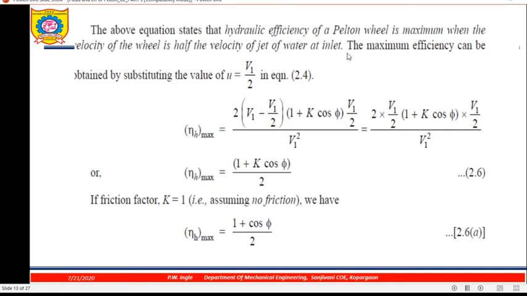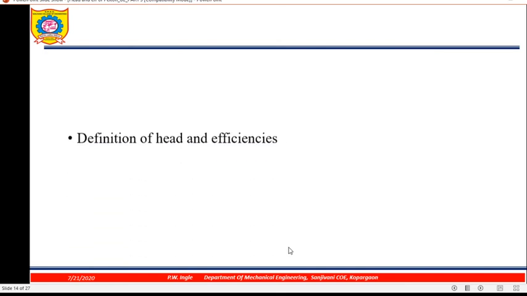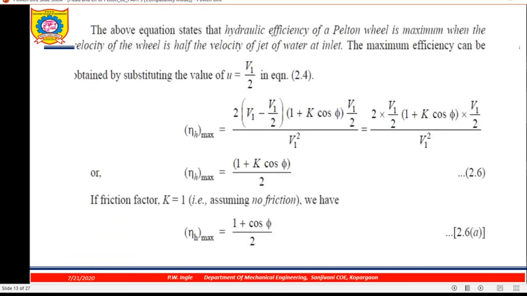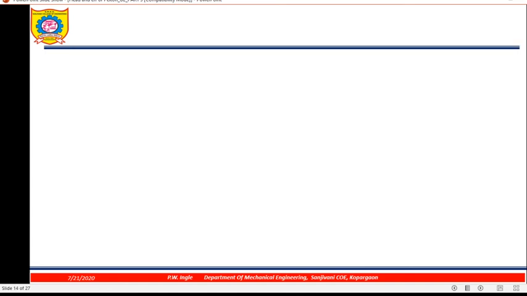In most cases, we find the maximum efficiency condition; the same procedure is used here. By substituting u as v1 by 2 in the hydraulic efficiency equation, you get the maximum hydraulic efficiency as (1 plus k cos φ) upon 2. If k equals 1, the maximum efficiency is (1 plus cos φ) by 2. This is the efficiency equation for the Pelton wheel turbine, and this is the velocity triangle analysis to calculate force, work done and efficiency for the Pelton wheel turbine.